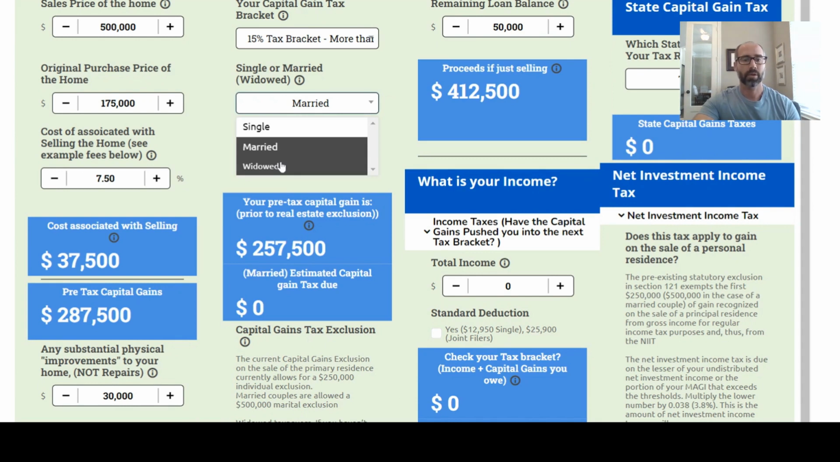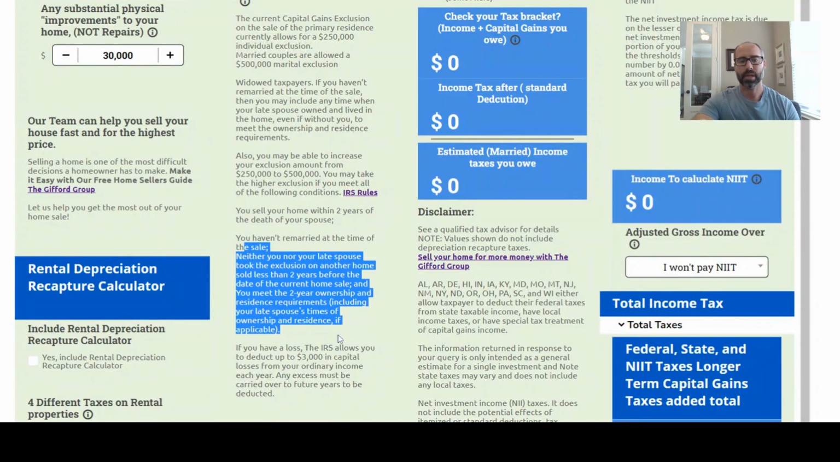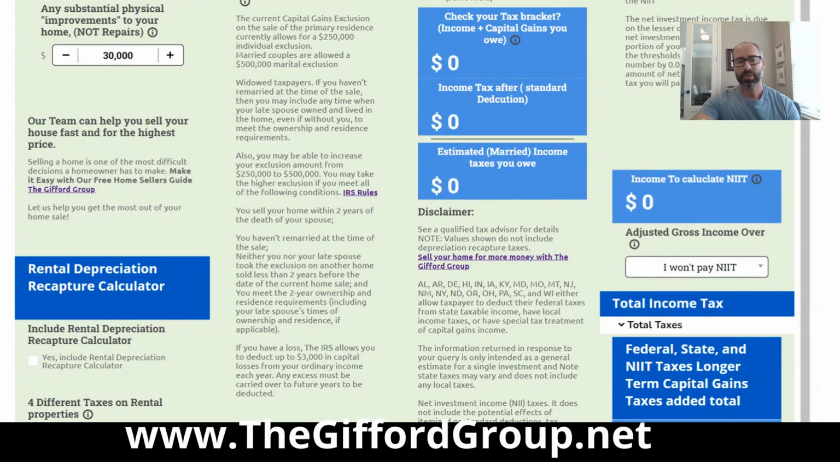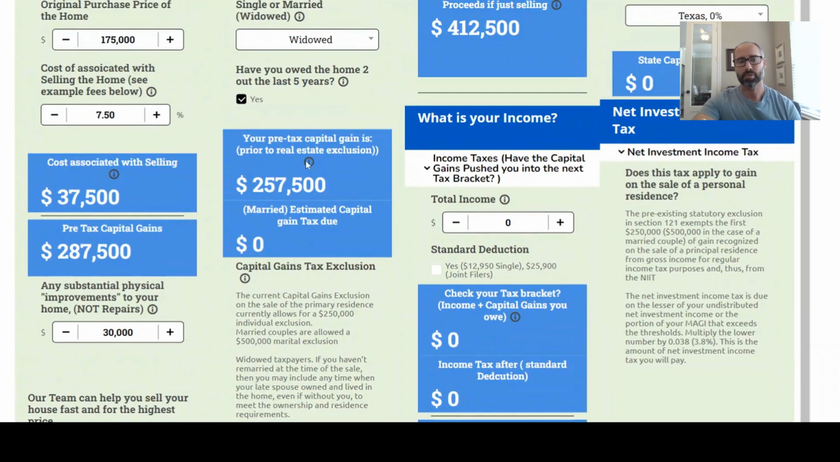Now, I did add widowed in here recently too. That's kind of a new change. The reason I included widow is it assumes you were married, but your spouse passed away in the last 2 years, and there are some things that have to happen. I put those down there too. So you can't be remarried, and it's been less than 2 years, so you can't wait 10 years and still get the exclusion. You'd just be single at that point.